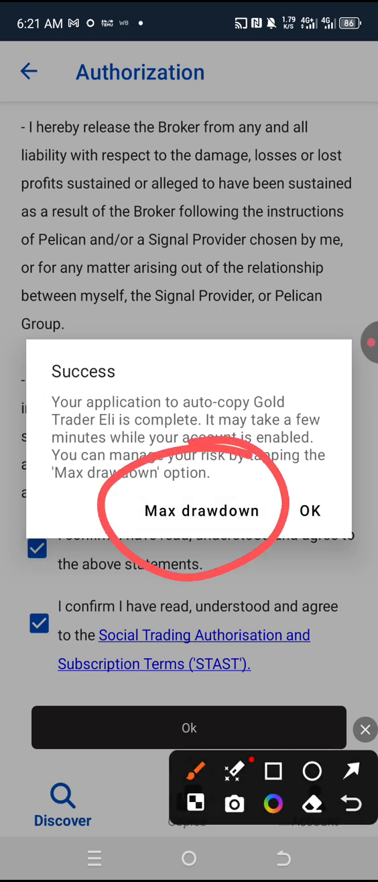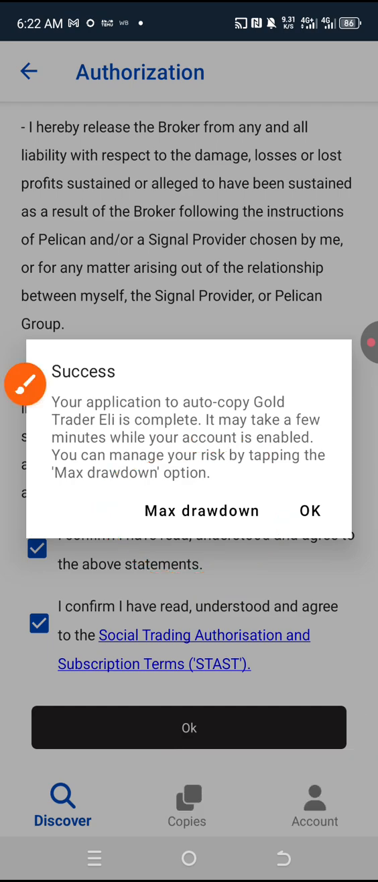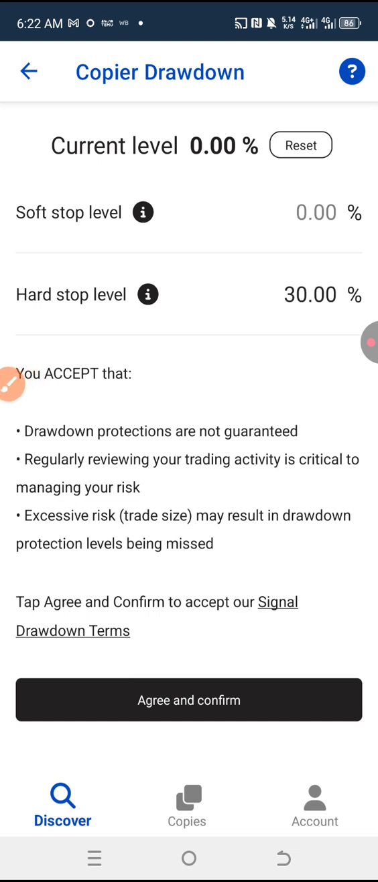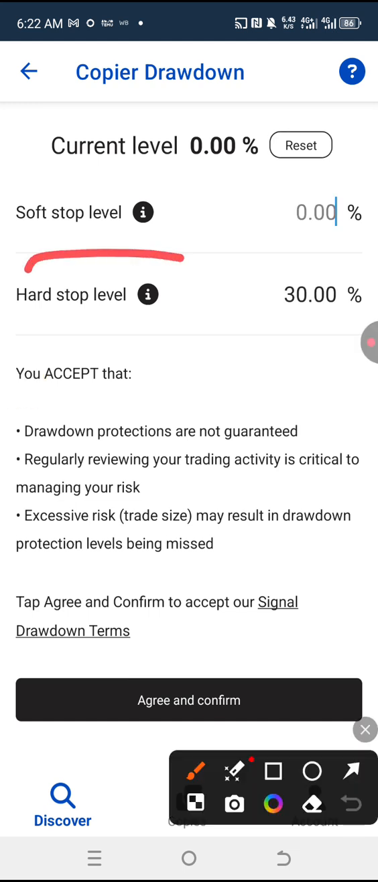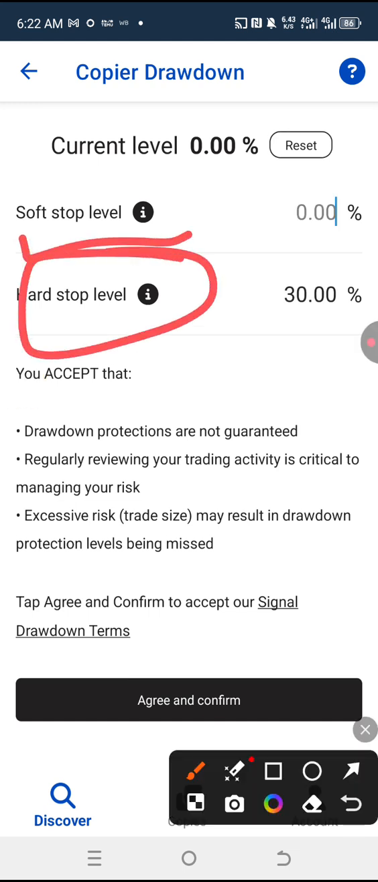So here you click on max drawdown. That means what is the max drawdown you want to accept? Like I said in my previous one, I would prefer to choose hard stop level over soft stop level. The reason is this: soft simply means when it gets to that particular point, the trader starts a new trade. It will start trading for you. That means when a trade goes against you by 30% of your capital, it will sell in loss. So you will lose 30%.